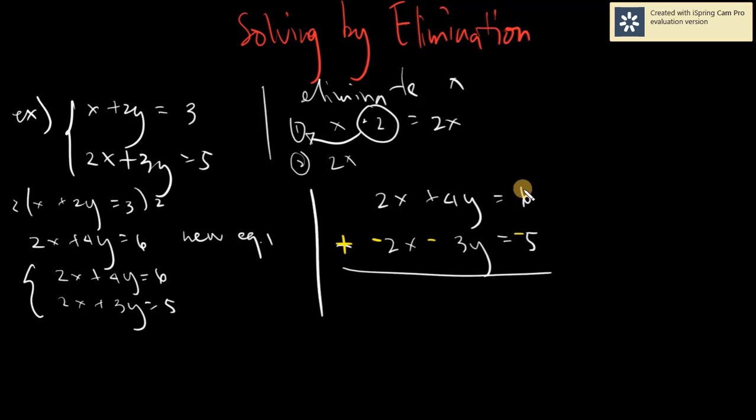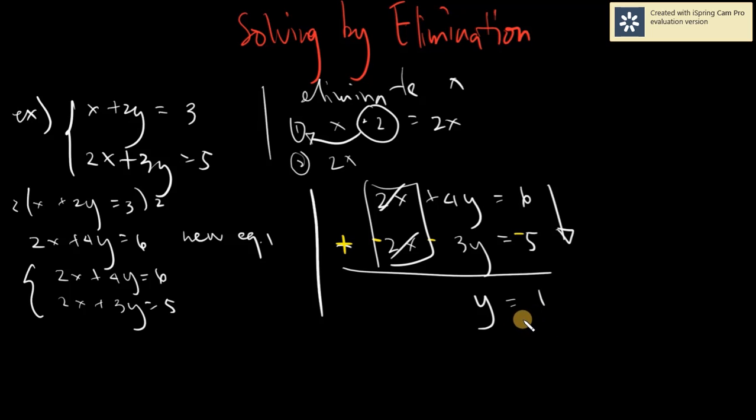So you ask yourself, what is 6 plus negative 5? In the subtraction algorithm, you will always add vertically, since we are now doing addition. 6 plus negative 5, the answer is 1. 4y plus negative 3y, the answer is simply y. And of course, the x terms would be eliminated, because you're adding two numbers that are the same but with different signs. So they cancel. So you will have y is equal to 1.